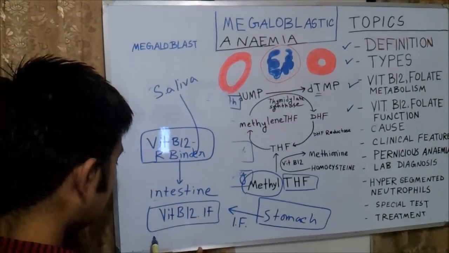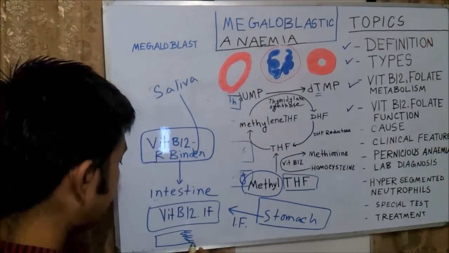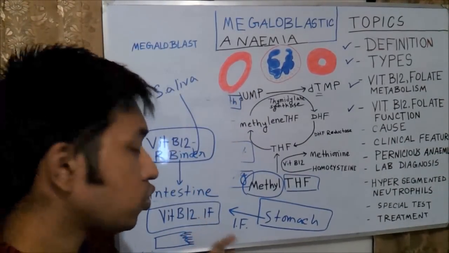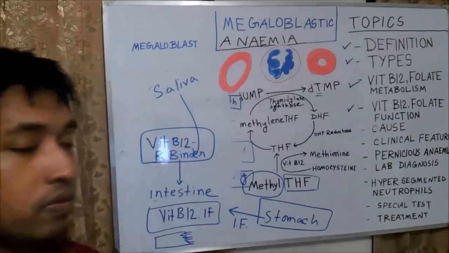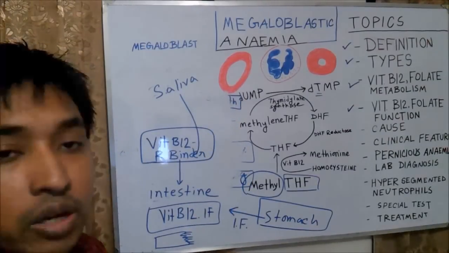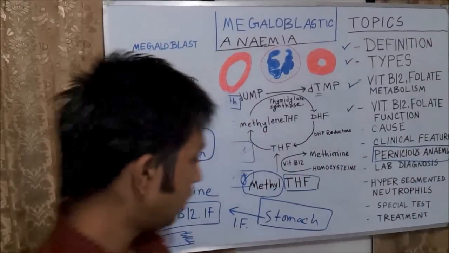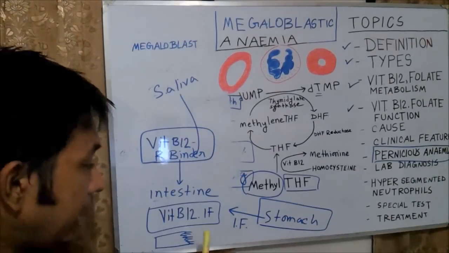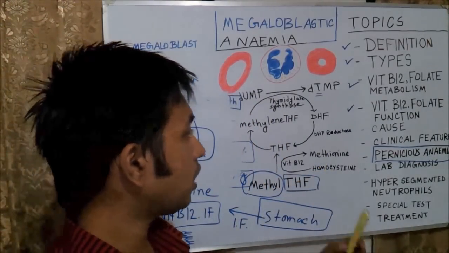And remember, in the intestinal mucosal cells of the ileum, on their surface, they have a receptor for intrinsic factor. So unless vitamin B12 is bound to intrinsic factor, those intestinal cells will not recognize vitamin B12. Okay, so that is very important. And the reason I'm telling you all these things is when we will be discussing pernicious anemia, I will say the word intrinsic factor repeatedly, and you have to know where intrinsic factor came from and why it came.